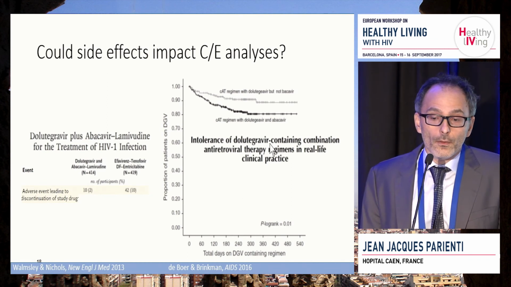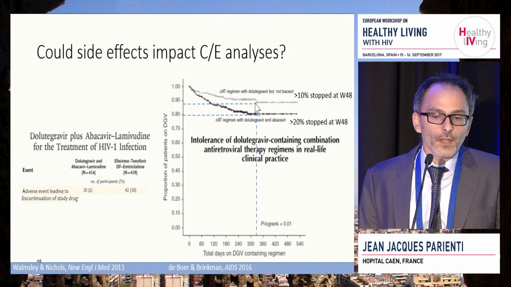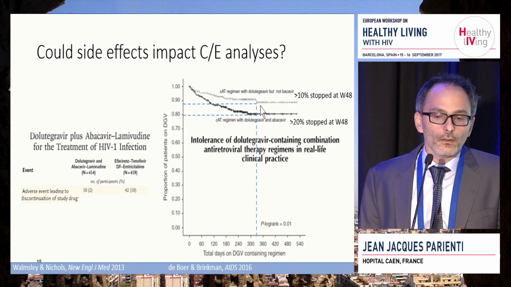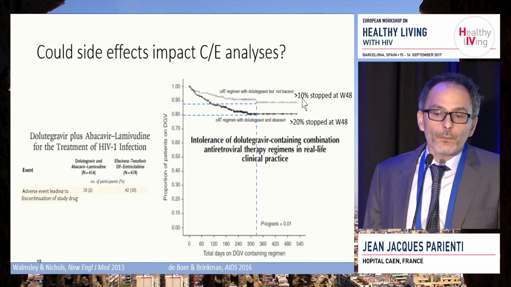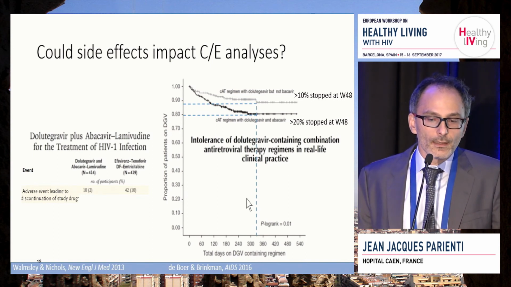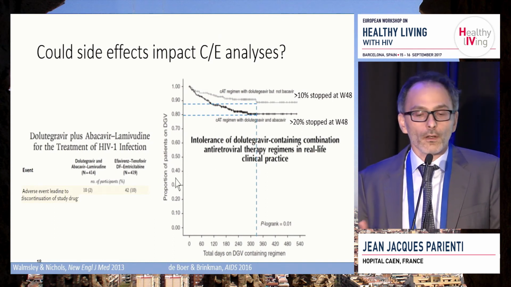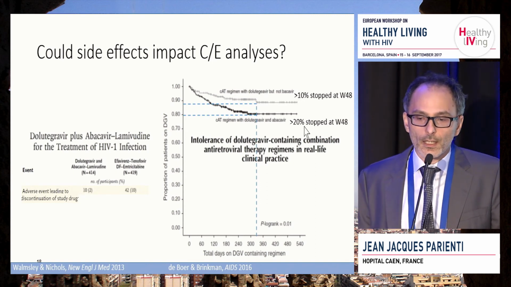And De Boer and Brickman have shown, on those Kaplan-Meier curves in clinical practice, I guess, these rates, you see, these are days, and this is the percentage on dolutegravir, and these Kaplan-Meier curves are stratified without abacavir or with abacavir, and you see that more than 10% without abacavir stop at 48 weeks, and even twice more with abacavir. So you see 2% in randomized trial versus 20% in clinical practice.